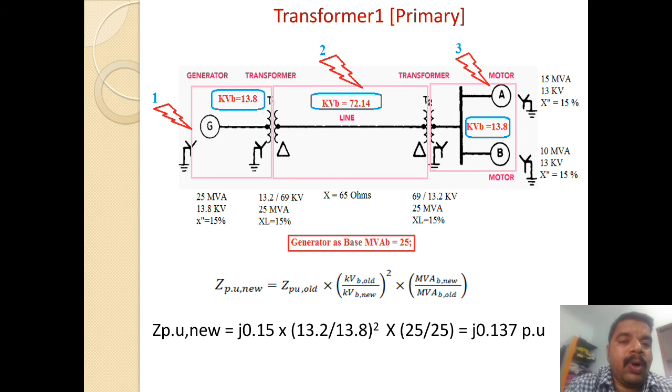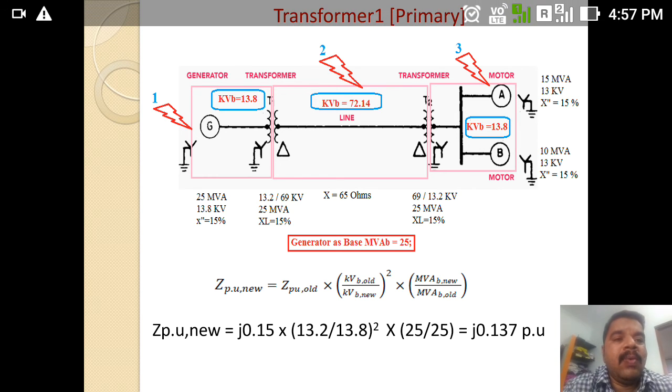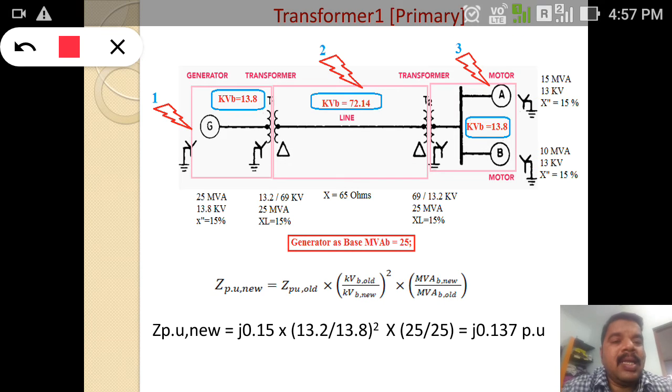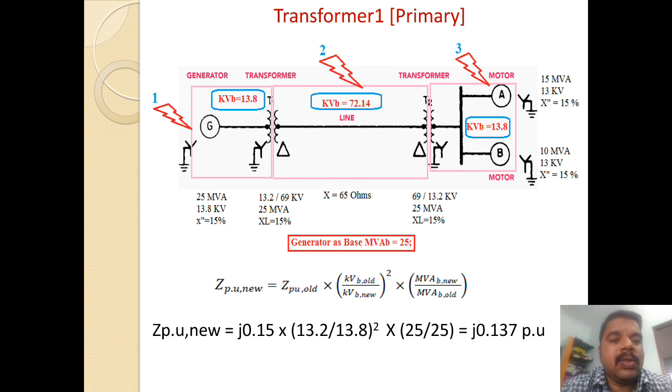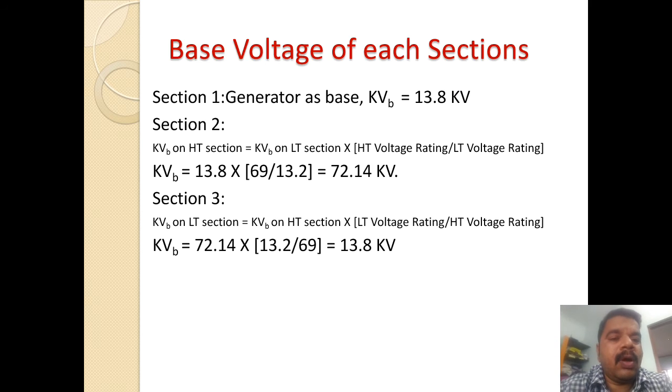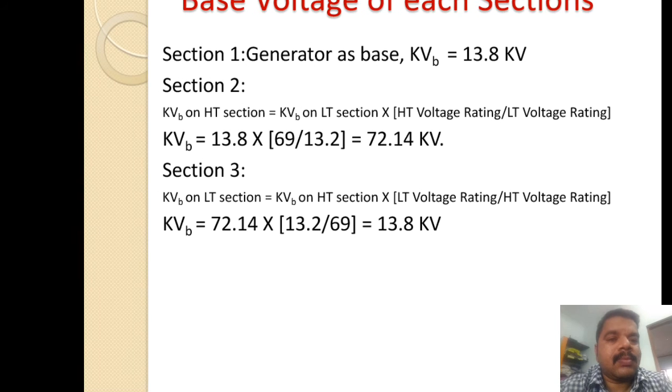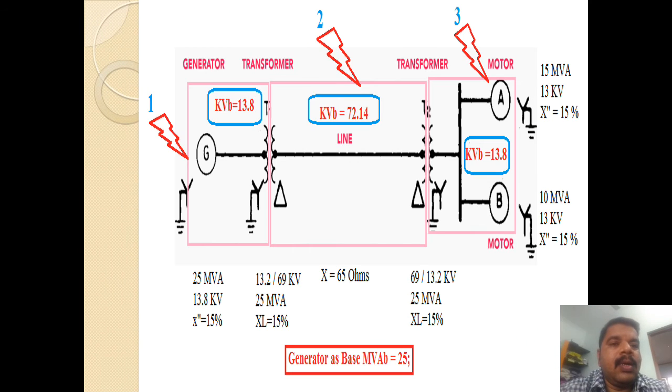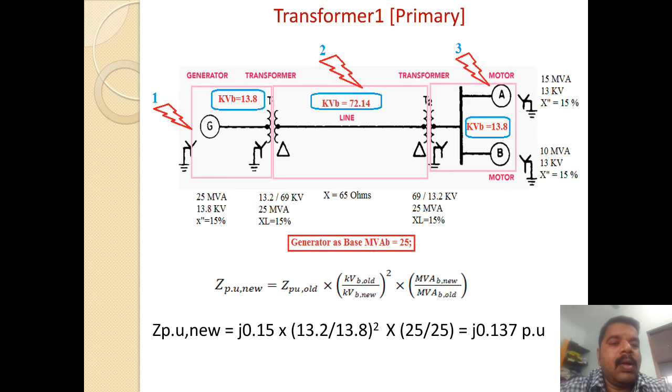So what is the MVA base for the transformer T1? They have given it as 25 MVA, so that is the one you have to choose. When you multiply, what is the value we are getting? J 0.137 per unit. That is for transformer T1 primary.